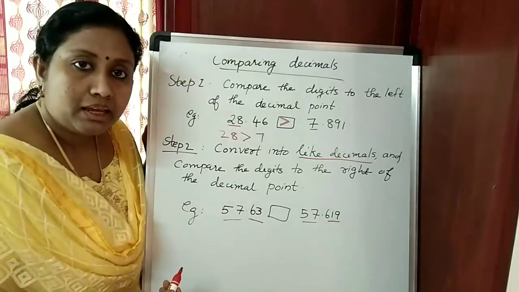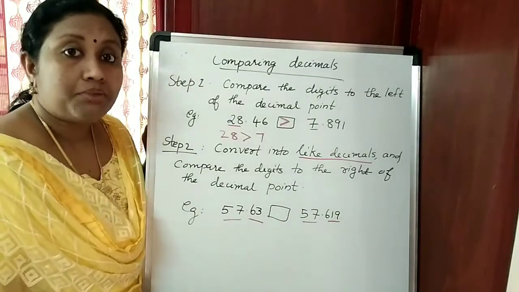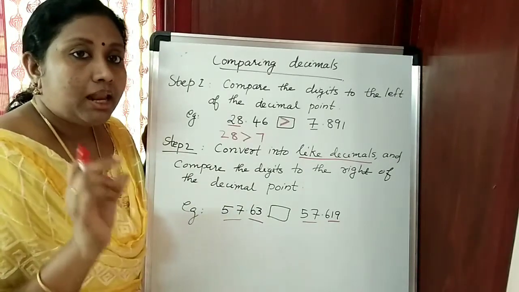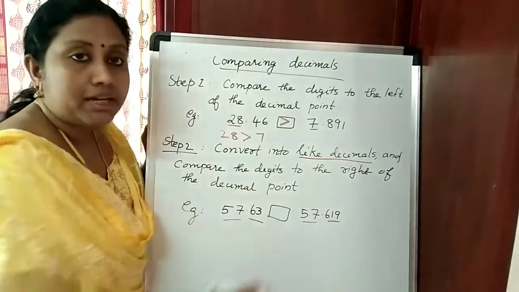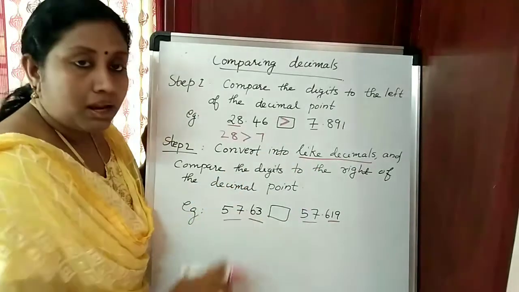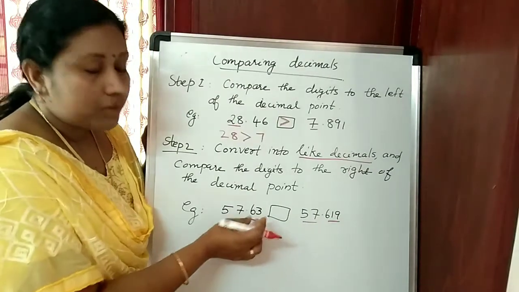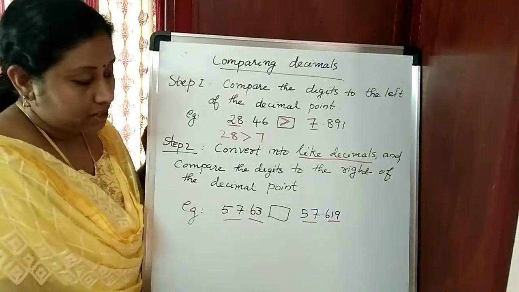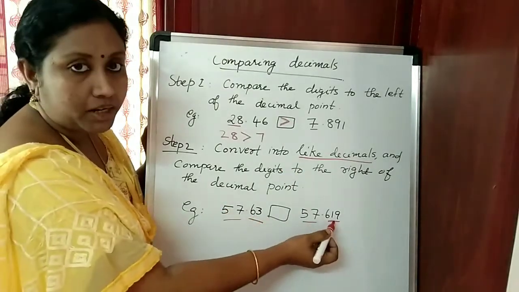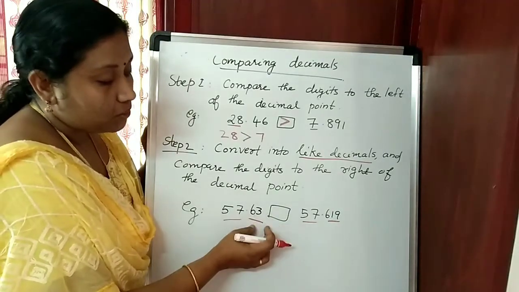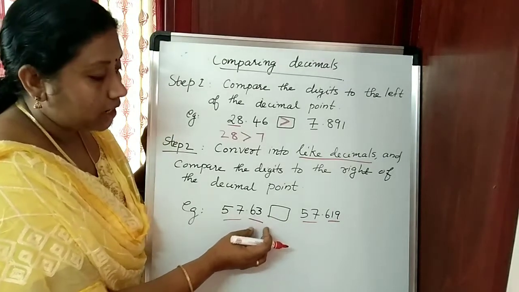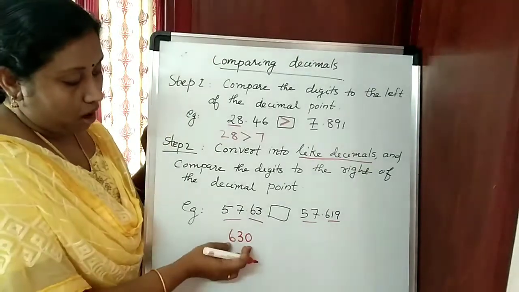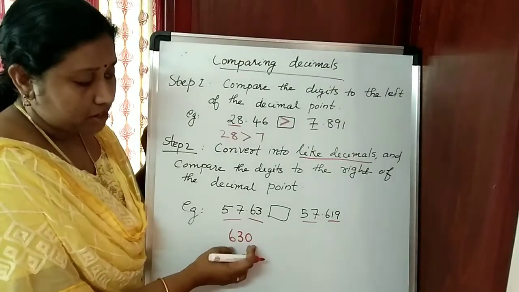What is meant by like? You know what like fractions are. If the denominators are the same, such fractions are called like fractions. In the same way, like decimals means the number of digits in the decimal part is the same in both. Here only 2 digits are there, here 3 digits. So you convert this also into a 3 digit number. This is 63, so simply you put 1 0. Now our decimal part has how many?